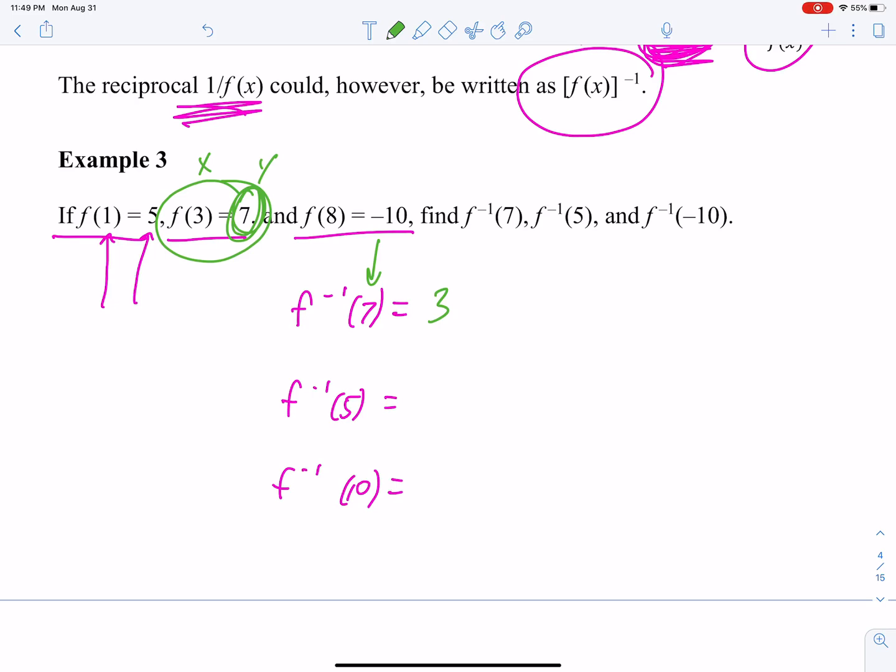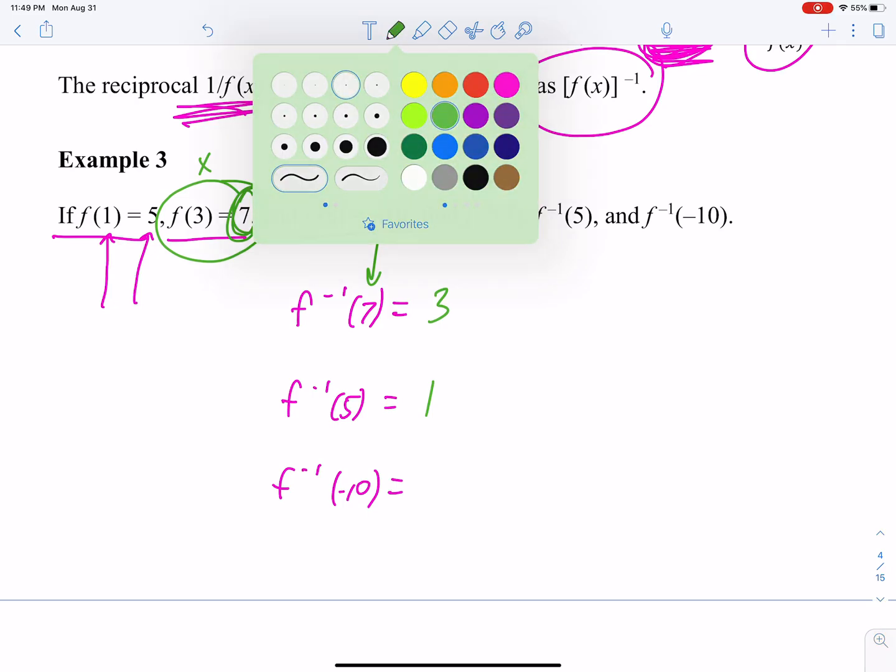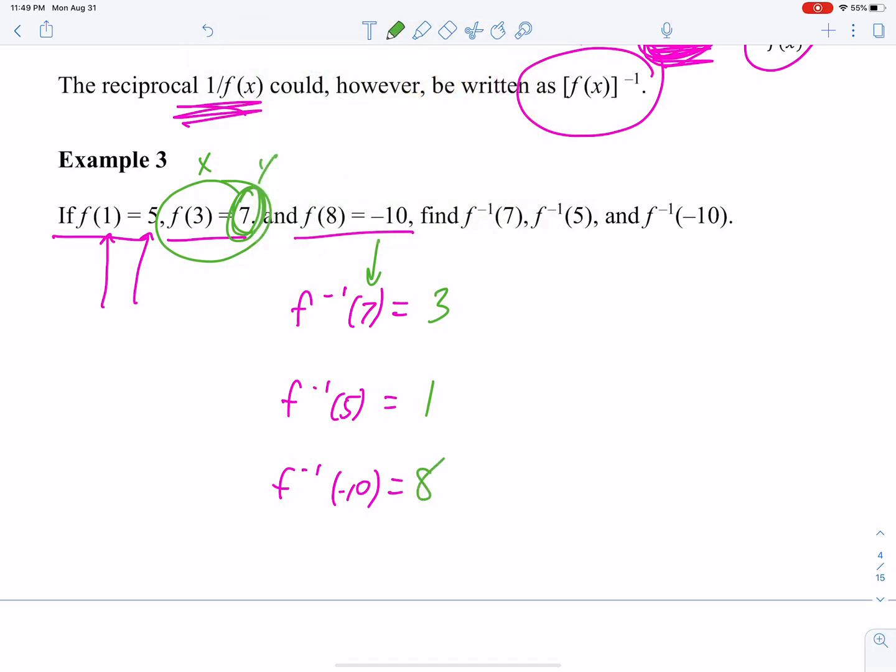For a y value of 5, we would need an x value of 1. And for a y value of, oh, that's supposed to be -10, my mistake there. -10, that x value is 8. All right, so important that you know that stuff.